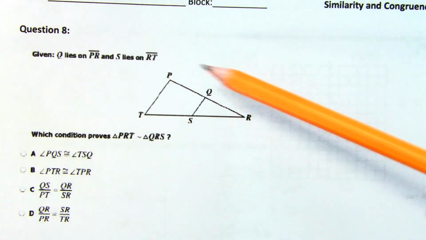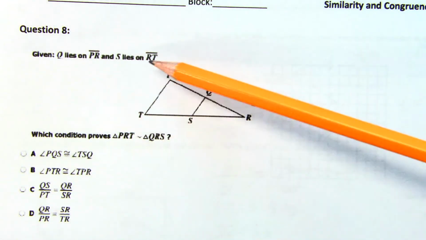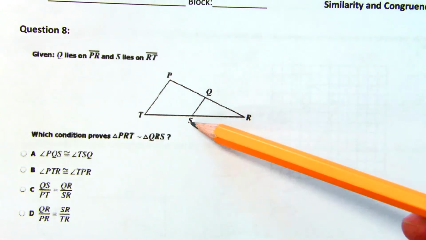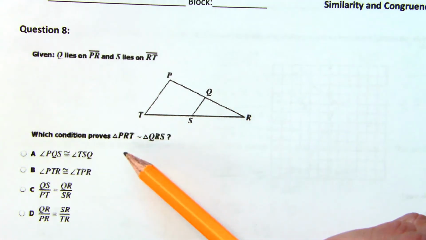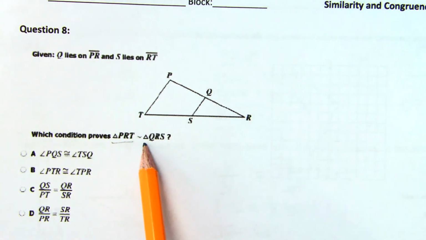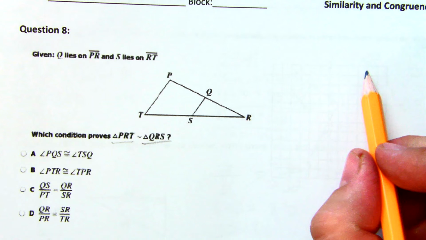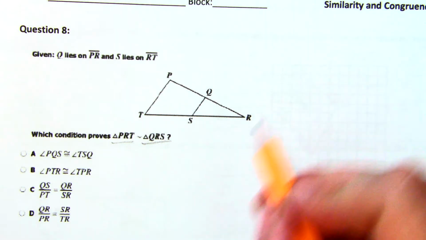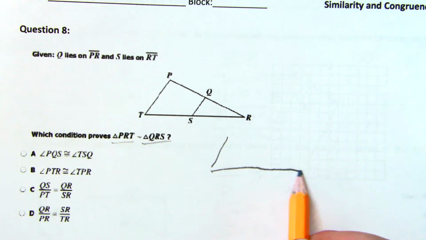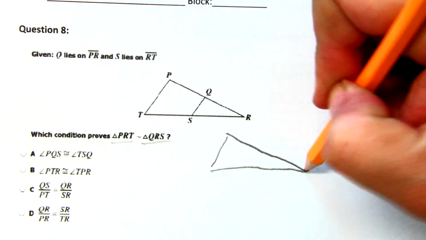Okay, so question 8 says, given Q lies on PR and S lies on RT. Okay, so that's all we know. What proves that triangle PRT is similar to triangle QRS? I'm going to draw the separate triangles. People are getting tired of it, but this is how you avoid making silly mistakes.